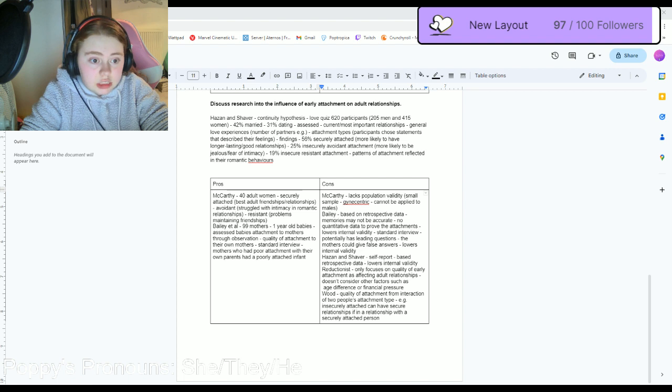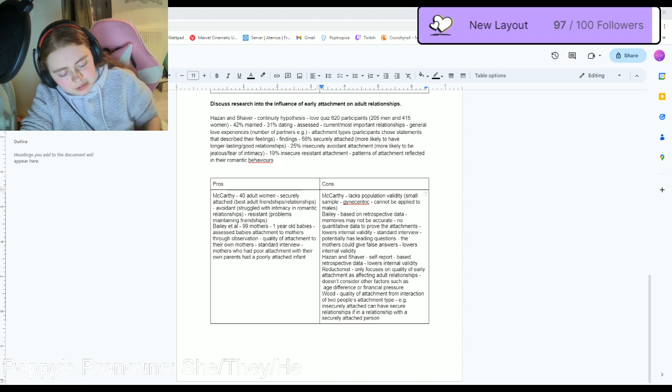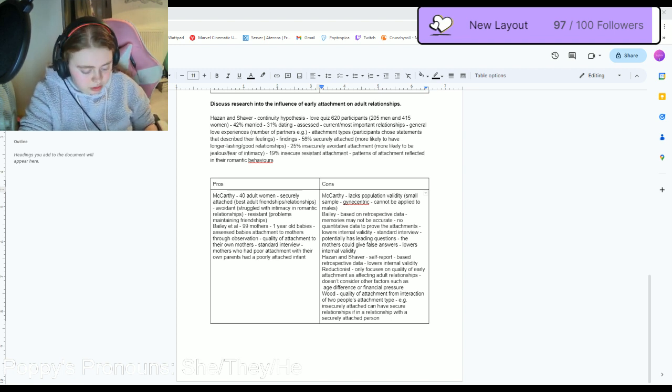The influence of early attachment on adult relationships stems from which one of Bowlby's theories? I think it's monotropic theory. Yeah, it does go back to Bowlby's theory on internal working models, right? So I've got some overall evaluation on Bowlby's theory. We could tweak this to fit in with this specific theory, or influence of attachment on adult relationships.